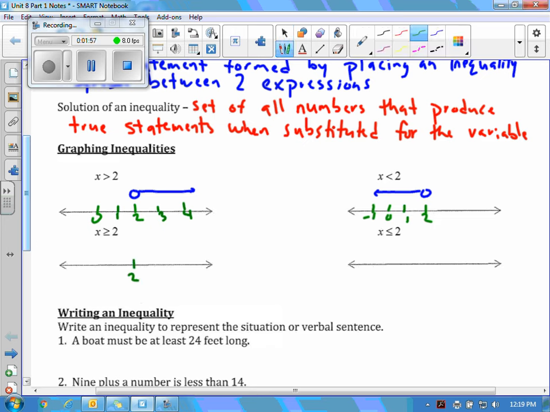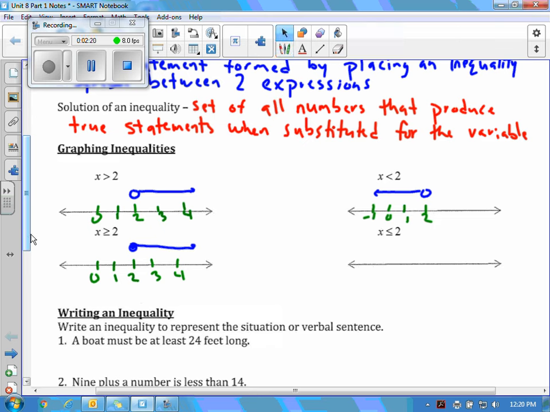So again, here's 2, 3, 4, 1, 0. It's greater than or equal to, so again, my arrow is going to go to the right. The difference is, since this one is equal to, it's a closed circle. And like I said on the ones before, it's just greater than or less than, no equal to, it's an open circle. Greater than or equal to is a closed circle.